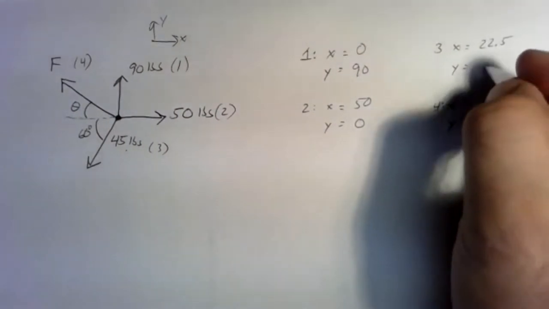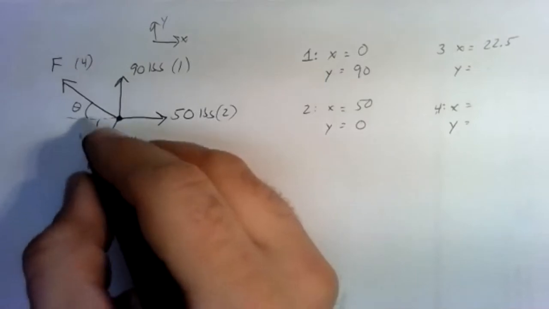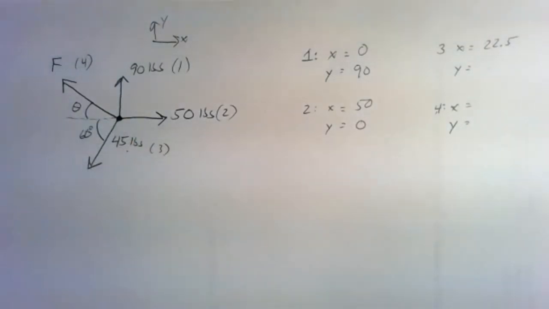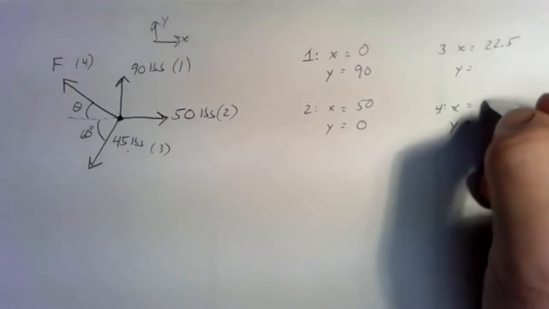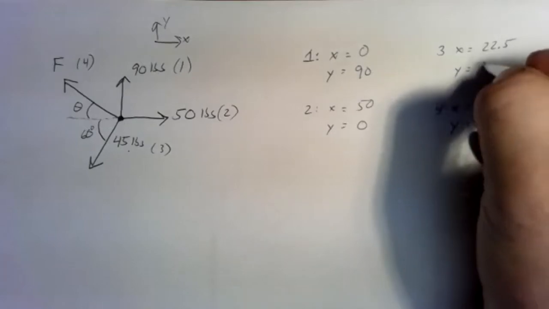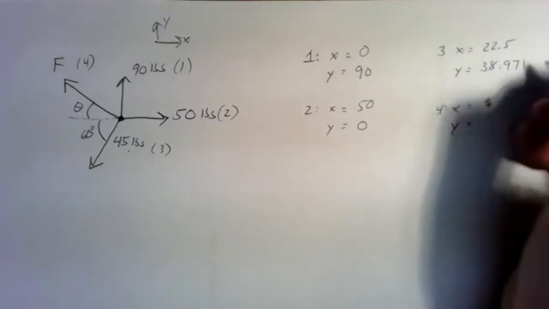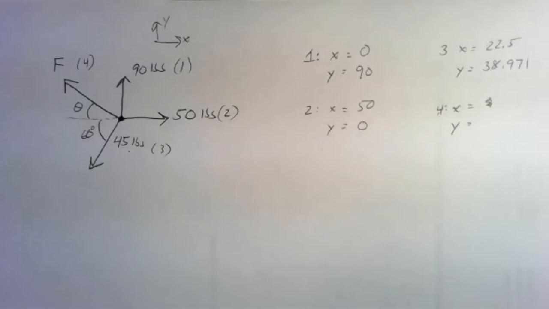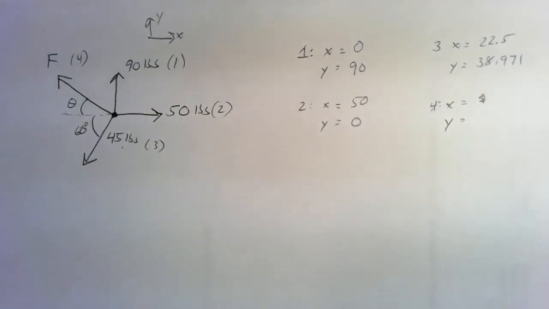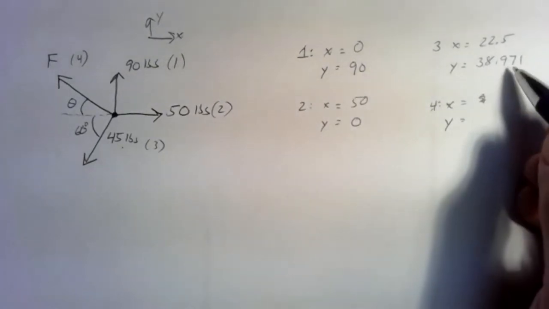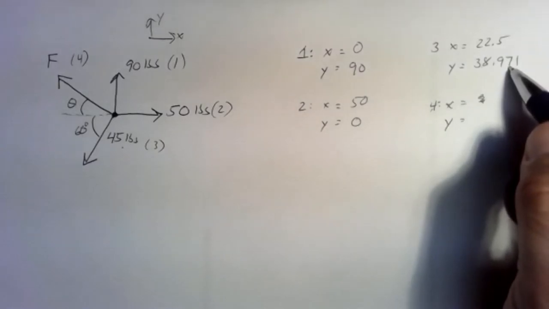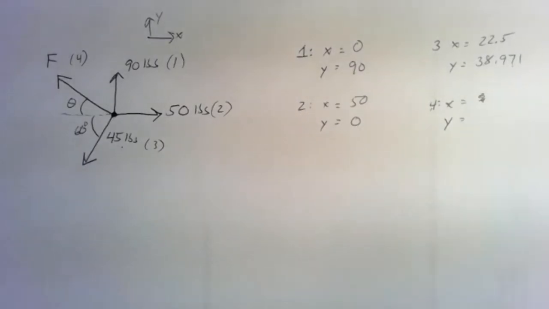And then we have our y component. Y component's going to be opposite here, and opposite goes with sine. So we'll have 45 sine of 60, and that is 38.971. And I'm going to assume here 3 sig figs are what I want in my final answer. So 38.971, and that'll be down.